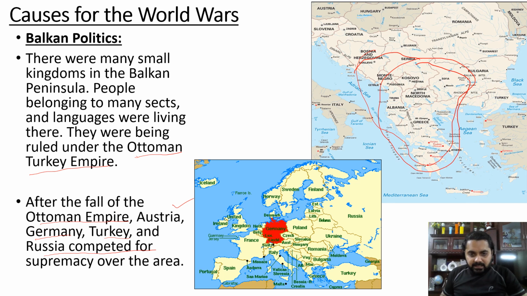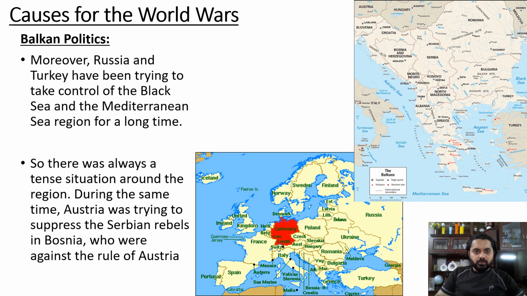So here you can see the countries like Germany, Austria, Hungary, Turkey, Russia. They were all trying to gain control over this Balkan Peninsula region, especially after the fall of the Ottoman Turkey Empire. Moreover, Russia and Turkey were trying too hard to gain control over the Black Sea and the Mediterranean Sea for a long time. So there was always a tense situation around the region.